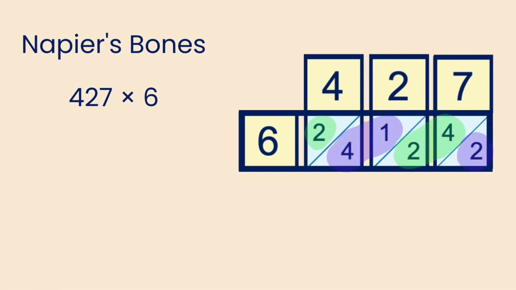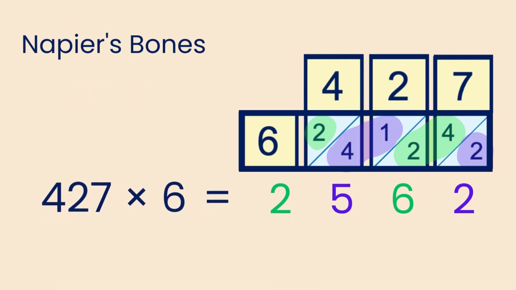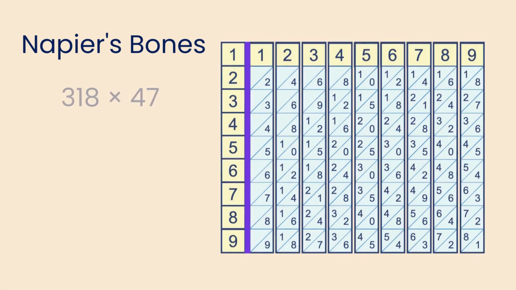The diagonal lines in the squares indicate place value, and we are going to add along these diagonals in order to get our answer. We have 2 in the units diagonal, 2 plus 4 making 6 in the tens diagonal, 4 plus 1 making 5 in the hundreds diagonal, and 2 in our thousands diagonal. So we can now read off our answer as 2,562. Let's try another example.